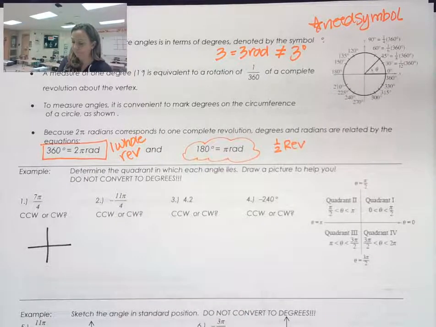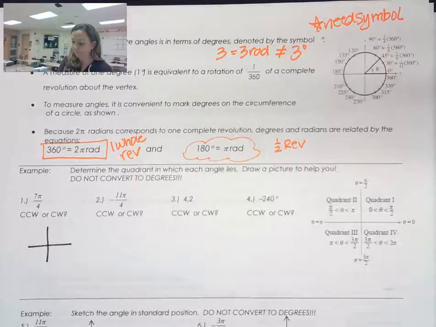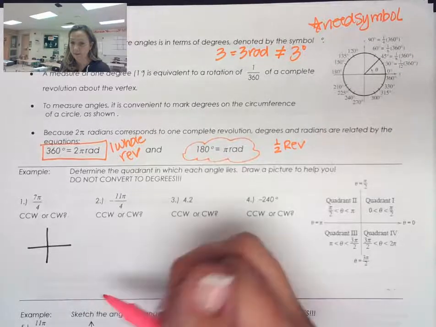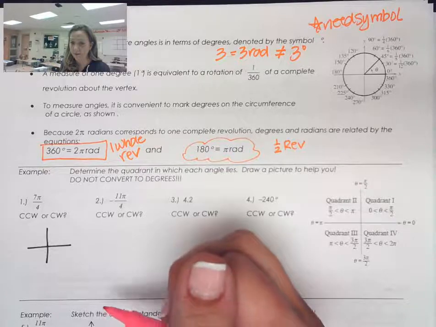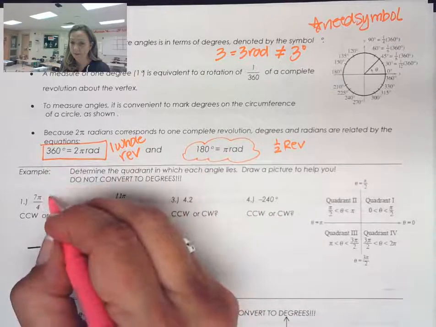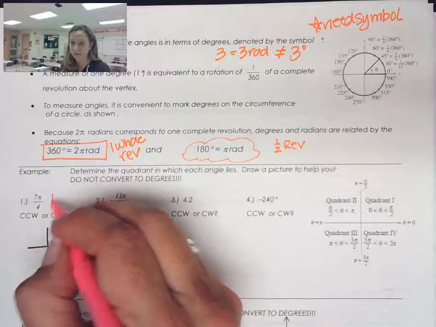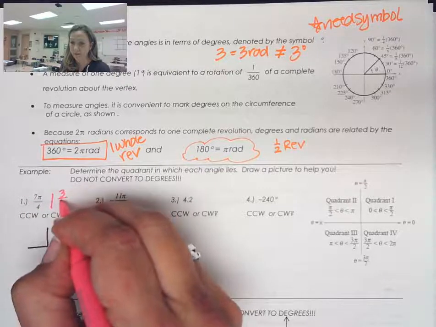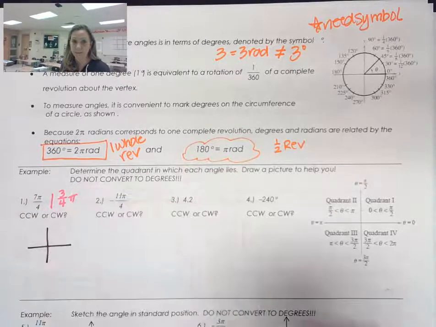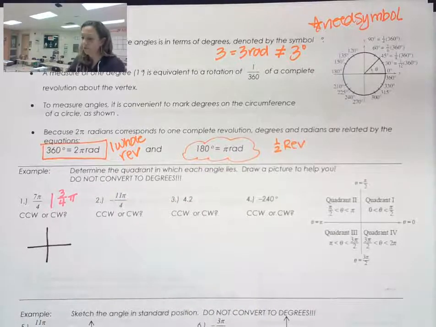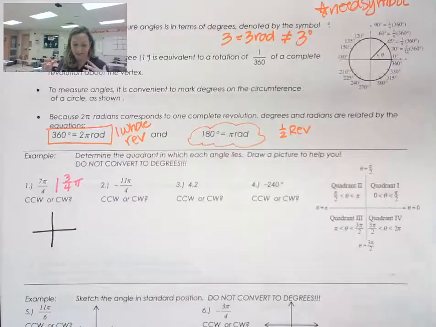I think it's very convenient. I don't know if my video is working, but we'll keep going. I think it's very convenient for us to think about this in terms of a mixed number. So 7/4 is the same as 1 3/4 pi. And so that's kind of the way that I think about it.